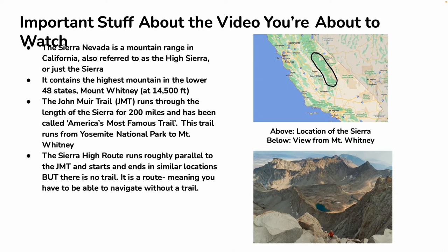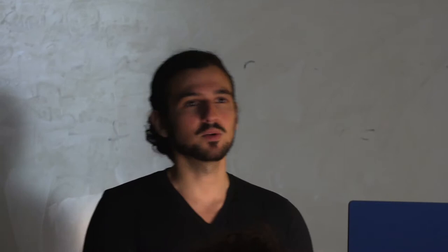The John Muir Trail, or also called the JMT, runs through the length of the Sierra for about 200 miles, has been called America's most famous trail. It runs from Yosemite and ends at the top of Mount Whitney. And in that picture there in the bottom right, you can see the view from the summit of Mount Whitney. So pretty dramatic. The John Muir Trail is a super popular trail. A lot of people hike it. A lot of people want to hike it. The permit process for it is pretty competitive.